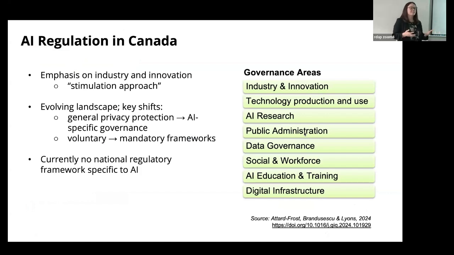So if we look at the governance areas, generally speaking, that have been the focus of AI regulation as of late, industry innovation is at the top there on the right-hand side in this green chart, followed by technology production and use, AI research, and so on. It's important to note, of course, that this is very much an evolving landscape, and we've noticed some key shifts in recent years. In Canada, we're seeing a shift from general privacy protection towards AI-specific governance, and a second shift from voluntary frameworks to more mandatory frameworks in recent years as well. However, despite that shift, we currently have no national regulatory framework specific to AI in place.